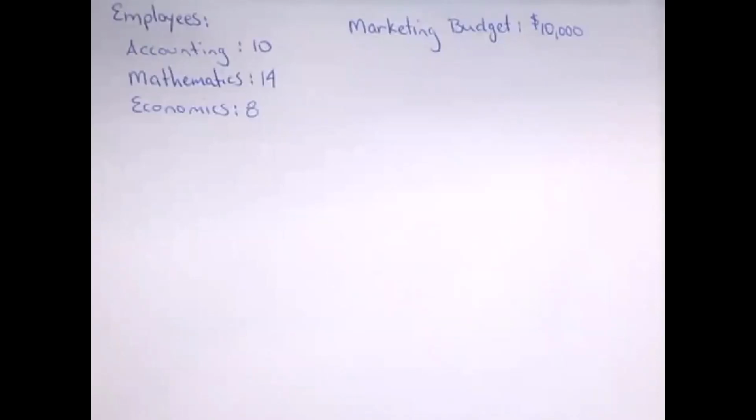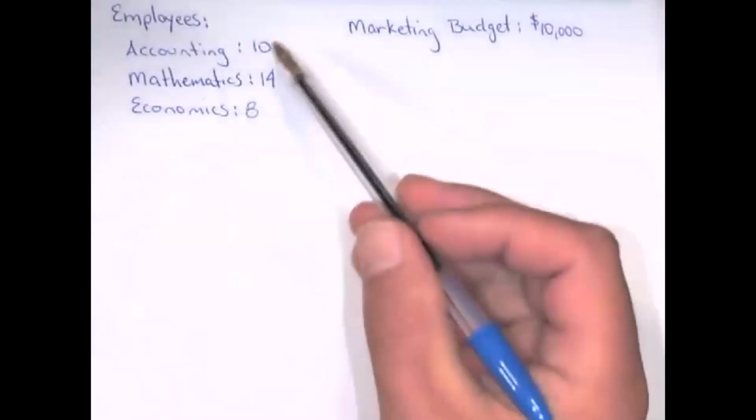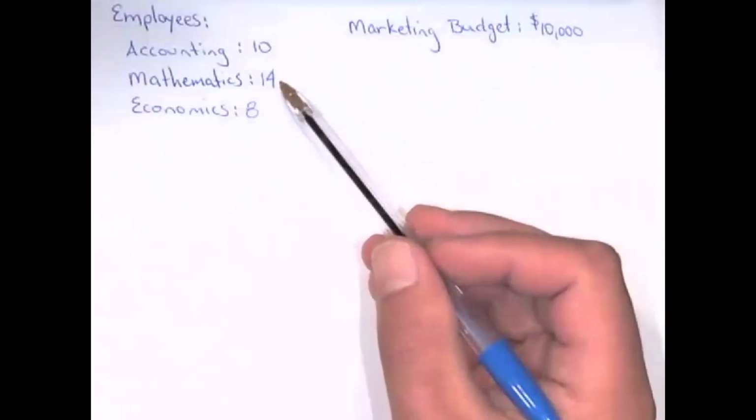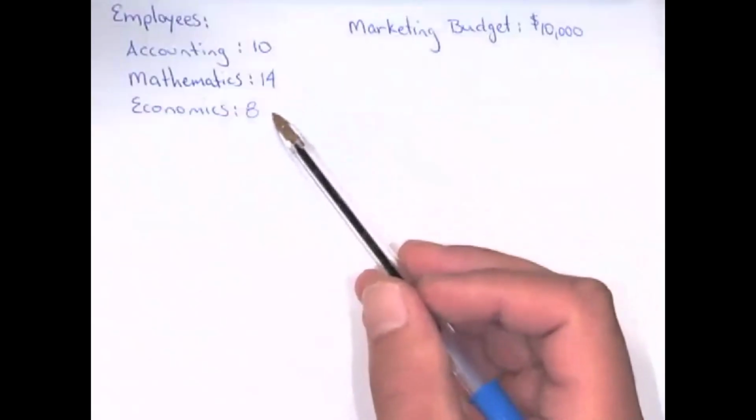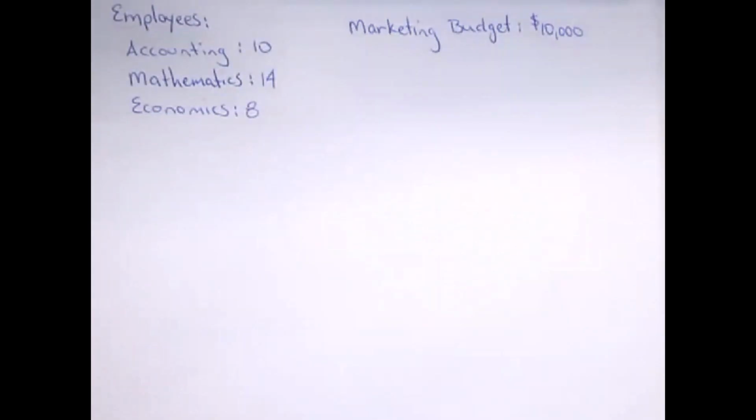Here's a ratio question in which we've got a bunch of employees from different departments and a marketing budget that needs to be split based on how many employees there are in each department. So here we've got 10 accountants, 14 mathematicians, and 8 economists, and a marketing budget of $10,000. And we're going to split that budget according to how many employees there are in each department.